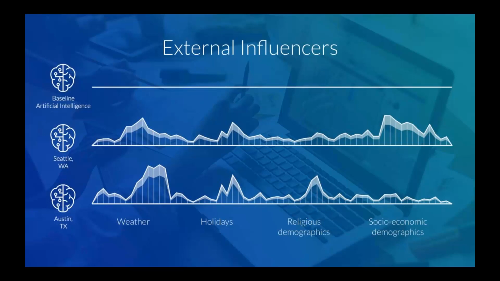Now, the next two lines represent the same AI, but they're now connected to external data feeds. This feed includes calendar information, local weather information, and holiday information. So you're going to see that these lines curve in relation to those external data feeds. In Seattle, for example, it rains 150 days out of the year. The national average is about 100 days per year. In Austin, it rains 50 days out of the whole year, so this is 50% less than the national average.